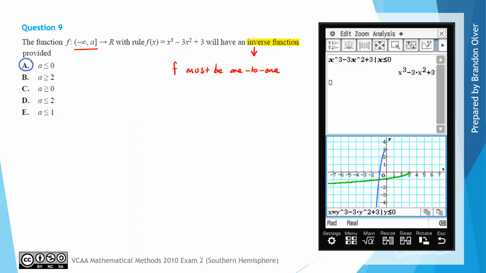And just remember, what this actually means is we can choose any value of a as long as it's less than or equal to 0. So we could just as easily have graphed this for x less than or equal to -1 or x less than or equal to -2. Any of those restrictions would also give a 1-to-1 function, which means the inverse graph would exist.